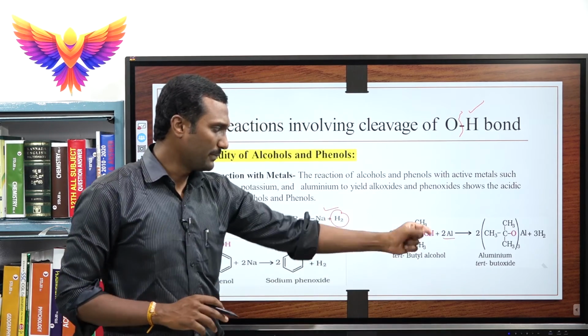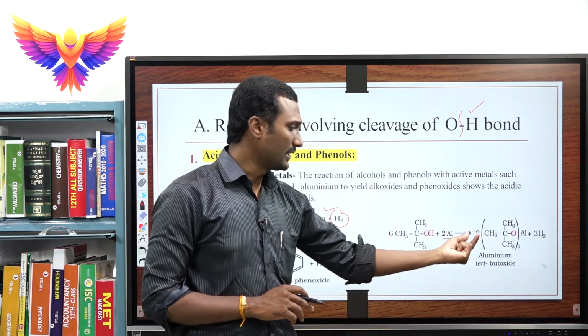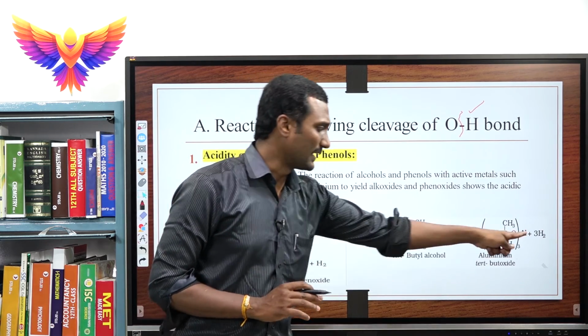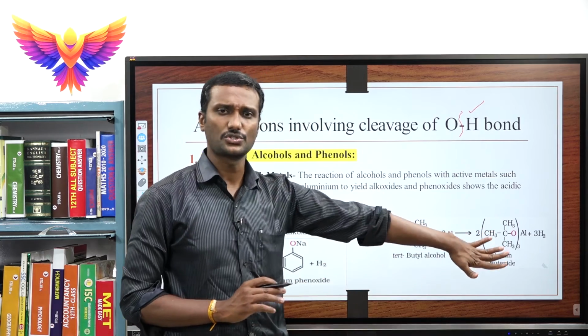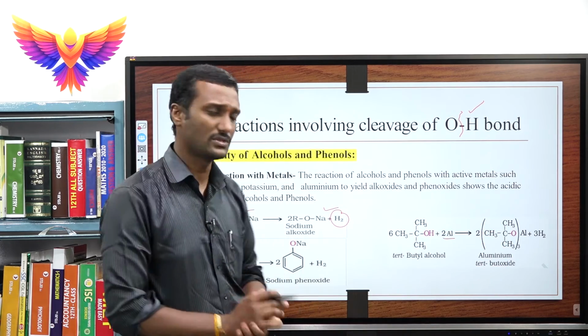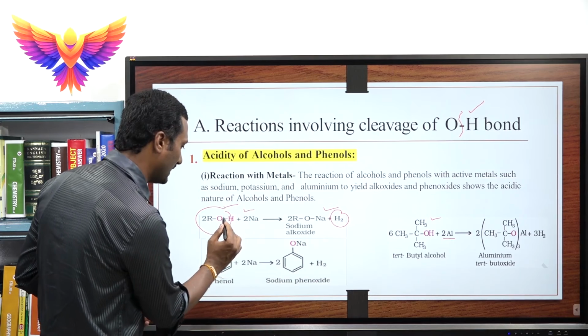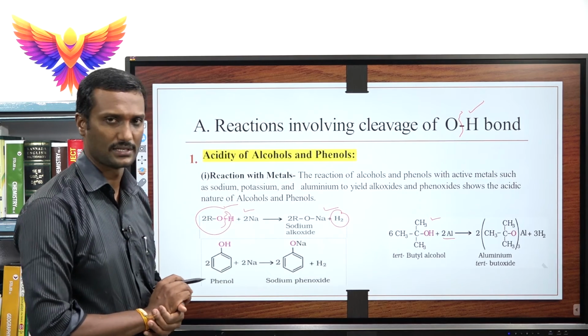Yes, when aluminum reacts with a tertiary alcohol, you will get tertiary butyl aluminium oxide, plus hydrogen gas is liberated. This reaction, showing the liberation of hydrogen, means that alcohol is acidic in nature because of the cleavage between oxygen and hydrogen.